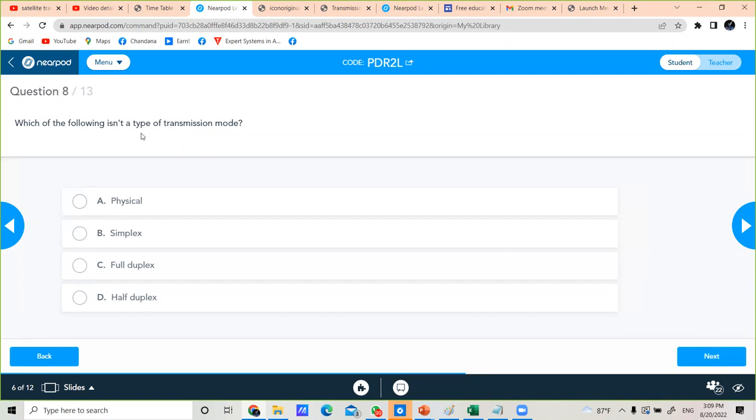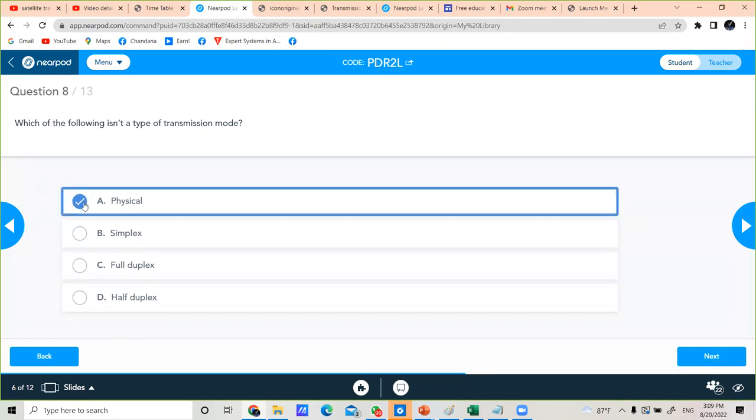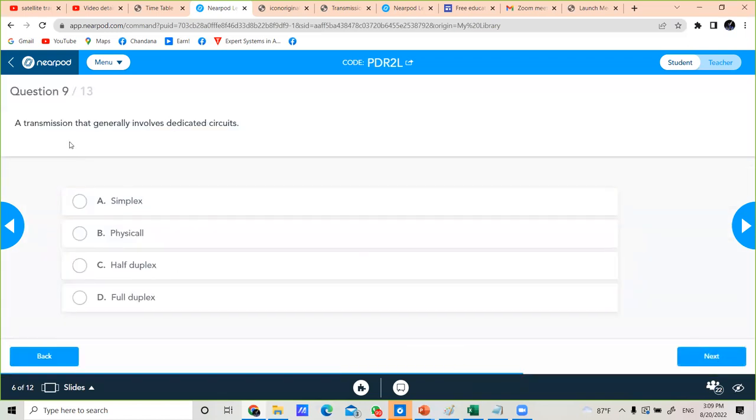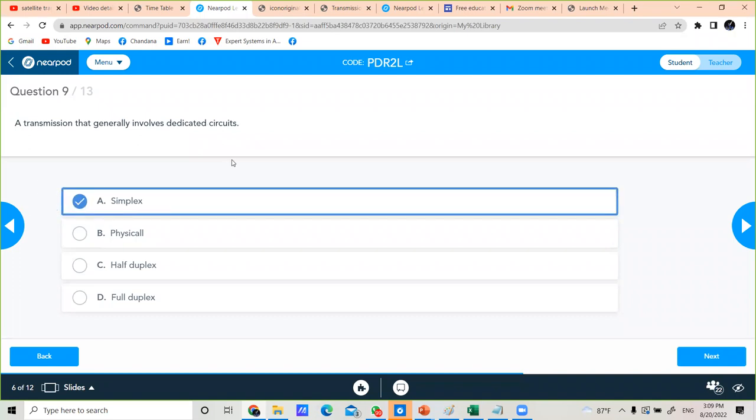Which of the following is not a type of transmission mode? Simplex, full duplex, half duplex, all are transmission modes. Only the answer here, physical. That's the question that most of you got wrong. Question number 9, a transmission that generally involves a dedicated circuit. That means only one direction, like simplex mode, right? It should be simplex.